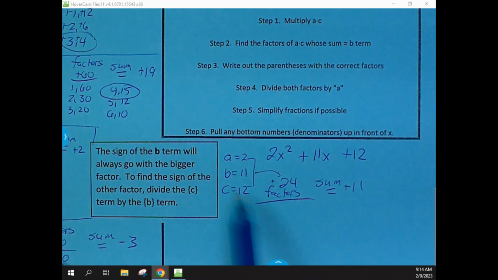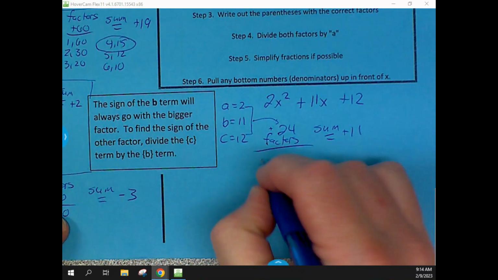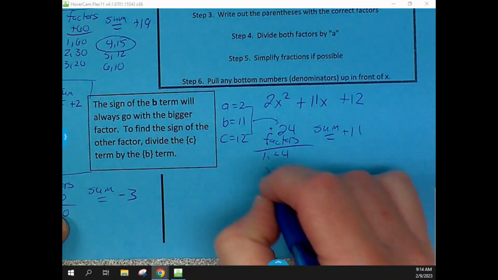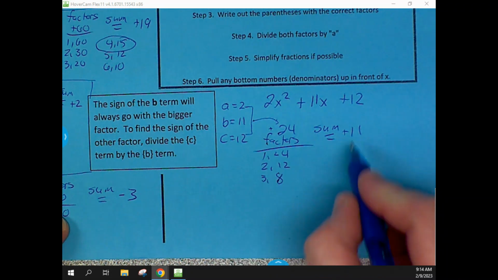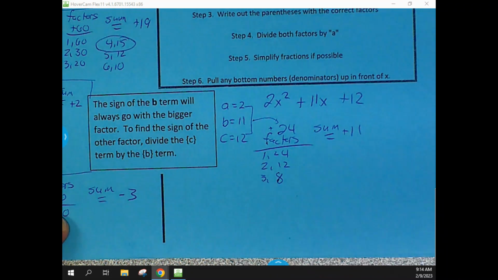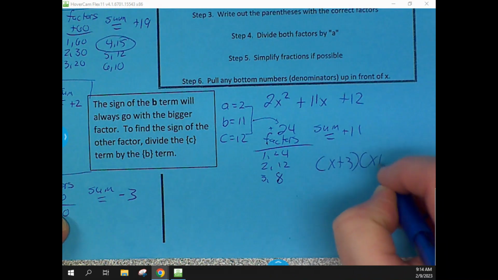So just multiply your A and C together, and then we're going to list off the factors. So now we're back to doing the same thing. We're going to find the factors of 24 that equal 11. All right. So 1 and 24, could be 2 and 12, could be 3 and 8. And you go, oh, there we go. So we got 3 and 8. That'll get us to 11. So then we write out the parentheses.